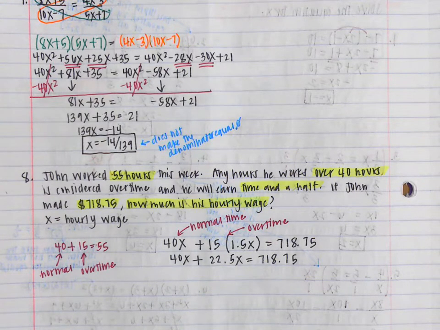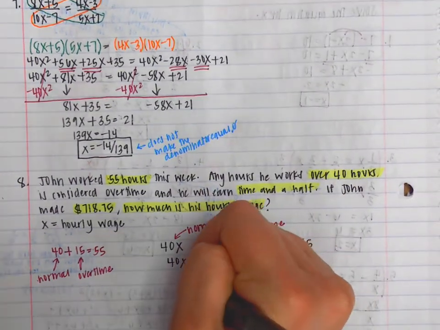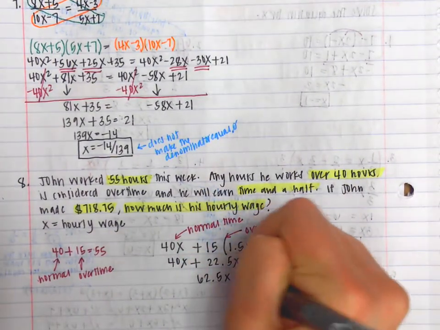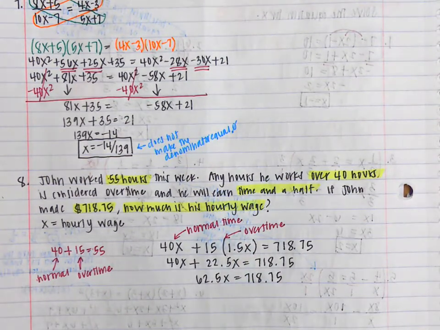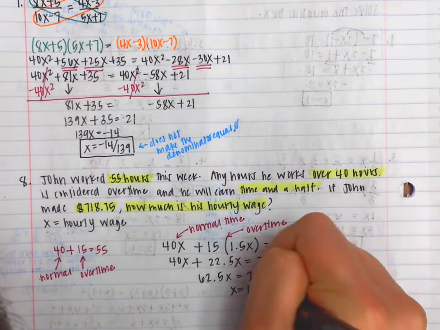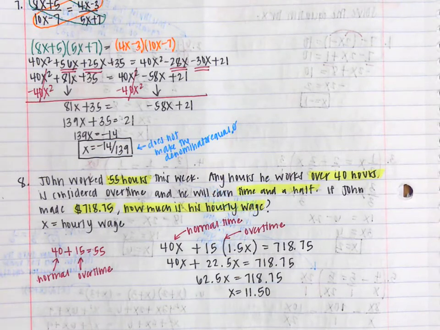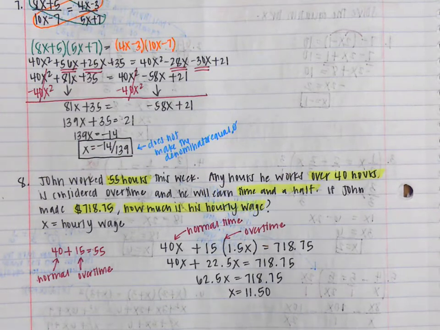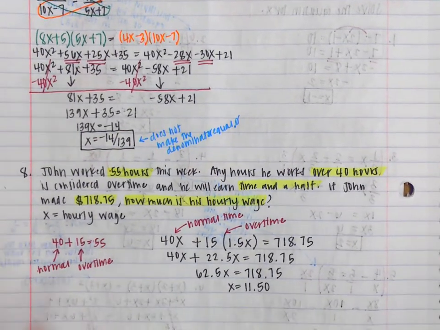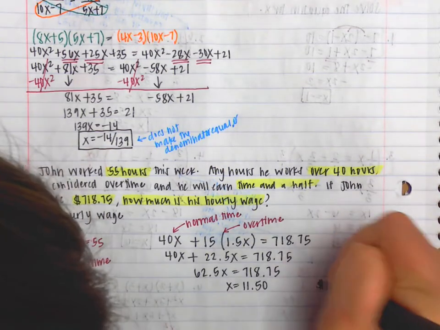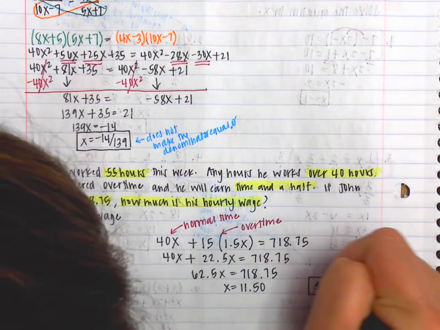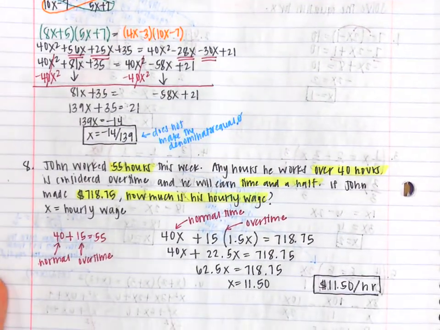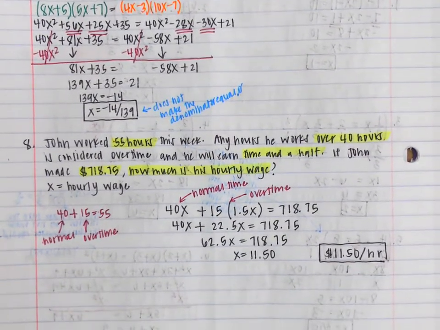Okay, so then we combine our like terms. So 40 plus 22.5 is 62.5. x equals 718.75. Divide both sides by 62.5, and I get x is equal to 11.50. Now, our question is a word problem, so our answer needs to be in words. So if x is 11.50 and is his hourly wage, that means he gets paid $11.50 per hour. And that is number 8.